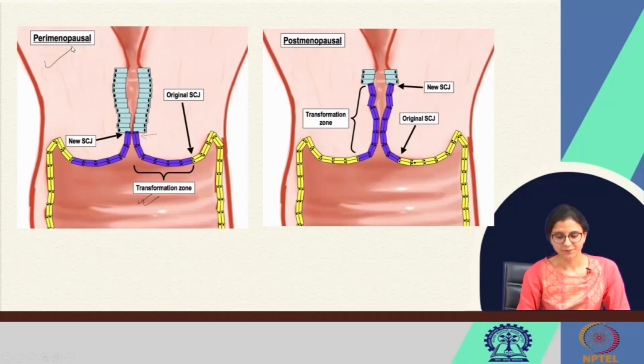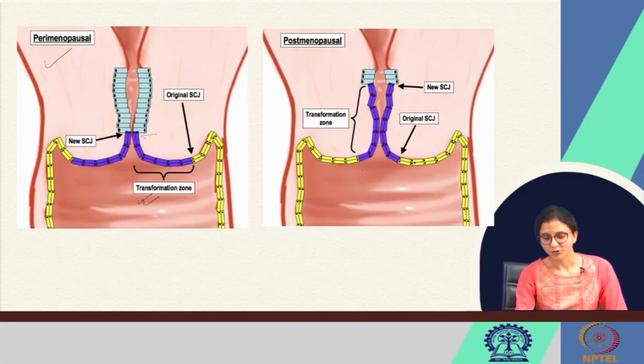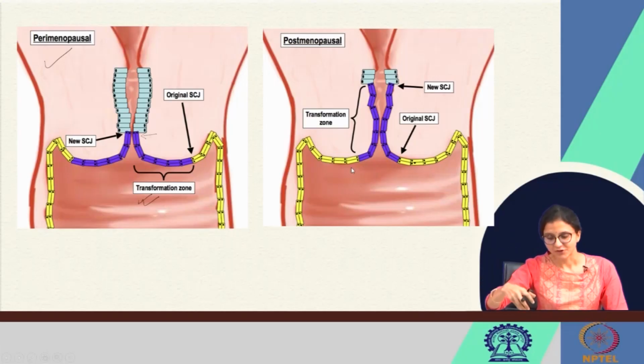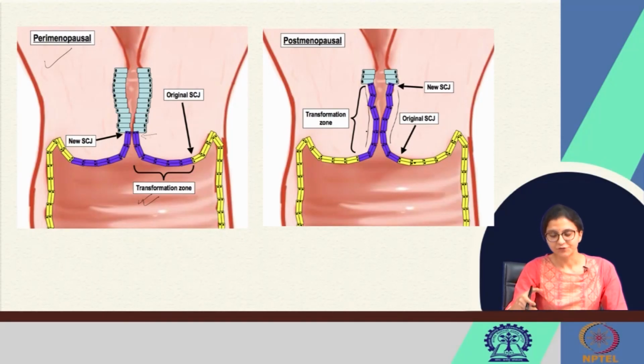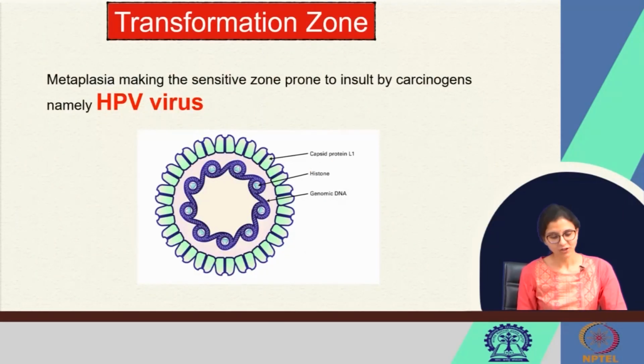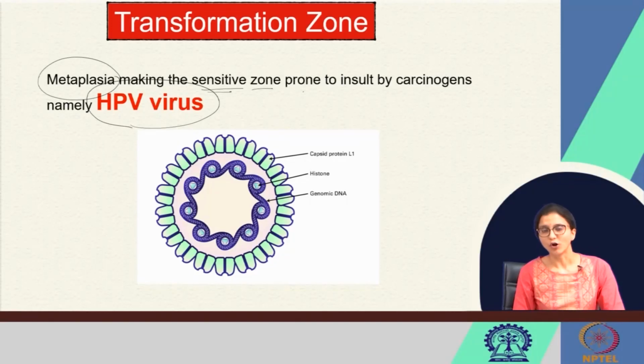This is a picture in case of a perimenopausal woman. In a postmenopausal woman, this transformation zone is drawn inside the endocervical canal. It goes up and it is not visible from outside. This is in case of a postmenopausal woman. I have already talked about this transformation zone, the metaplasia undergoing in this zone, it is a very sensitive zone and prone to insult by carcinogens, mainly by human papillomavirus, which is mostly the cause of cervical cancer.